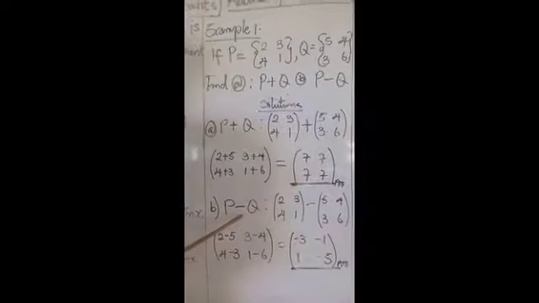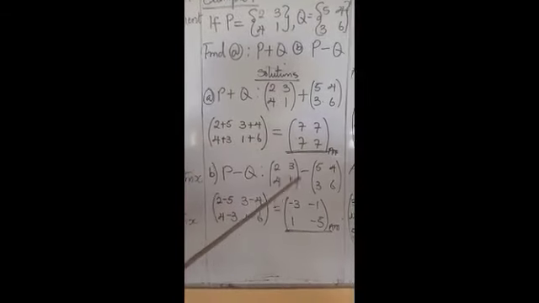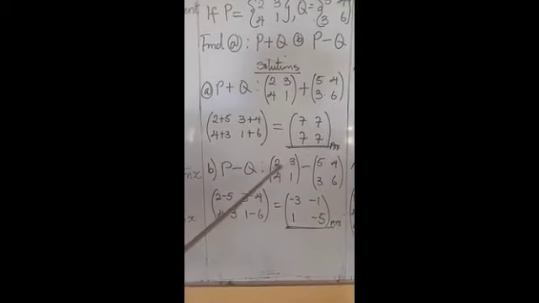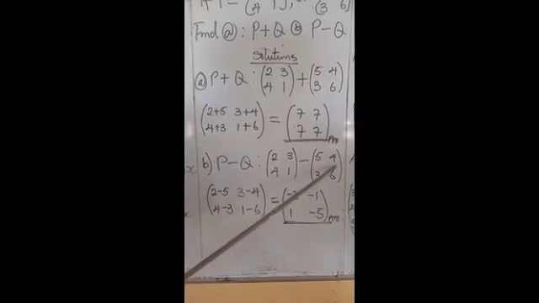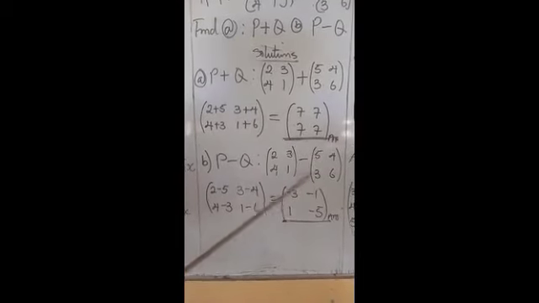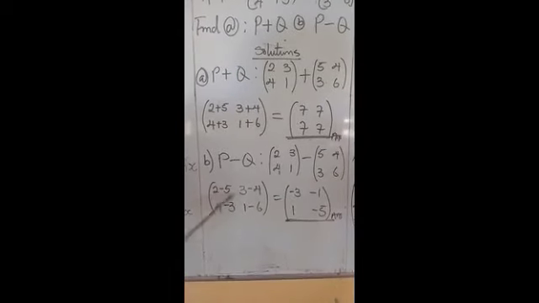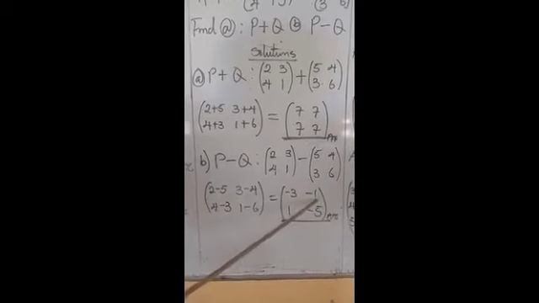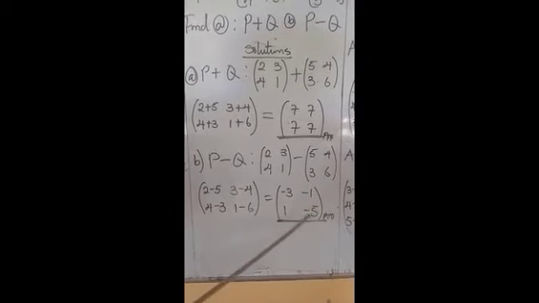Now going to B, P minus Q. You are subtracting this from this. So we now have 2 minus 5, 3 minus 4, 4 minus 3, and 1 minus 6. That is why you are seeing it like this. 2 minus 5 will give us minus 3. 3 minus 4 will give us minus 1. 4 minus 3 will give us 1. And 1 minus 6 will give us minus 5.